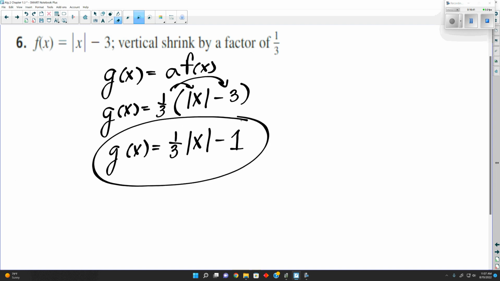And this right here will be the answer. So really all you're doing is put that over there, and then multiplying through. Yeah. Any other questions on this here?